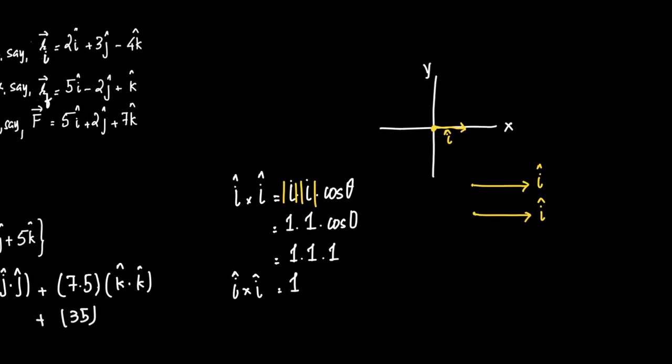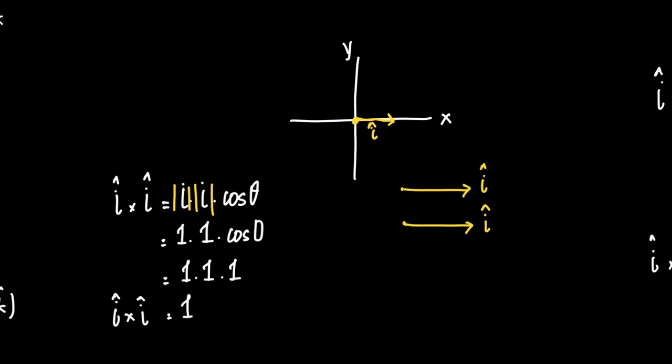See, i dot i basically means we have two unit vectors along the positive x-axis, i and i. So what is the angle between these two vectors? Exactly, the angle between these two vectors is 0, right? Therefore, what is i dot i?